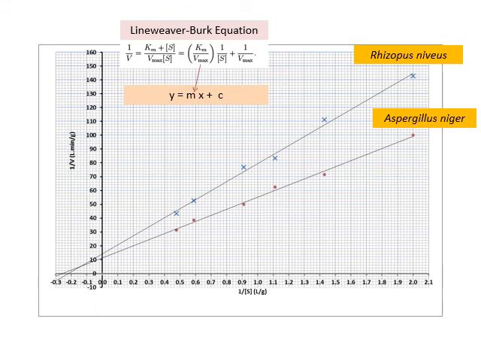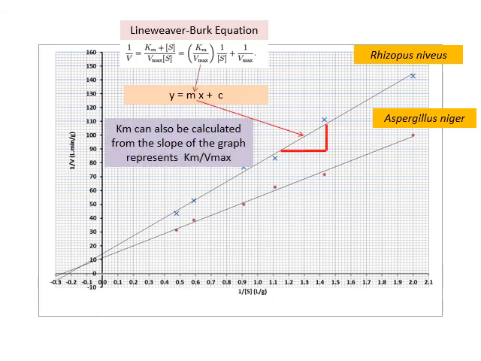Okay, to calculate the slope, which is m, other than calculating Km from the intercept on the negative side, you can also calculate based on the slope, which is Km over Vmax. So find the slope.